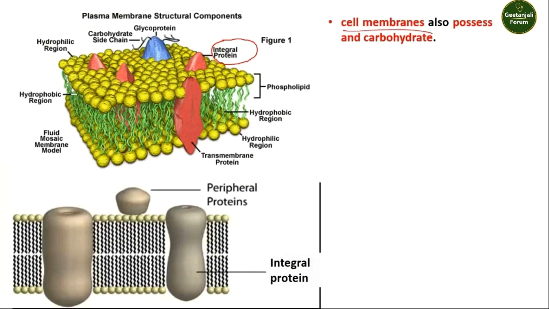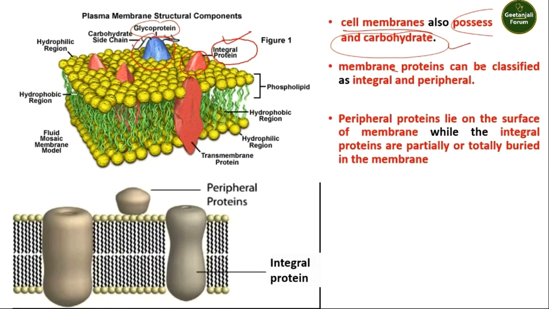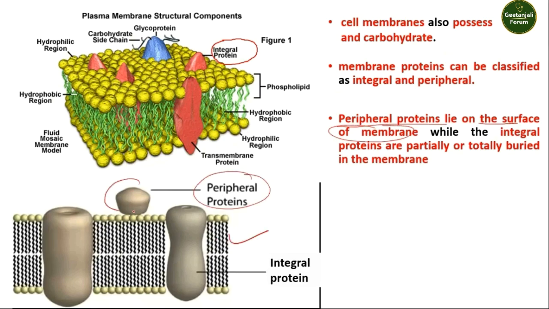Now cell membrane also possesses protein and carbohydrate. Plasma membrane contains protein like this integral protein you can see here. This is the glycoprotein. Membrane proteins can be classified as integral and peripheral protein. The peripheral proteins lie on the surface of the membrane. In this picture, you can see these peripheral proteins are on the surface of the plasma membrane, and the integral proteins are either partially or totally buried inside the membrane.